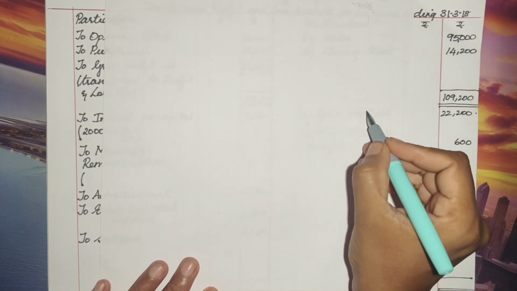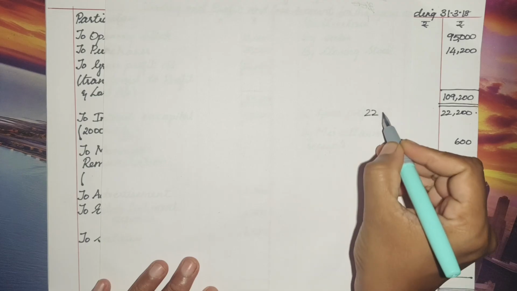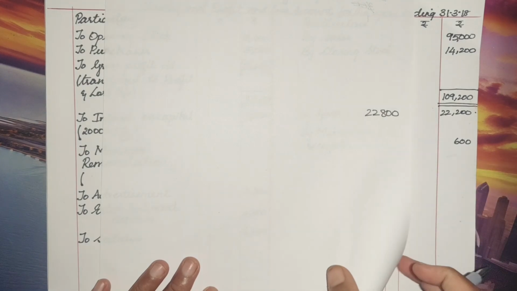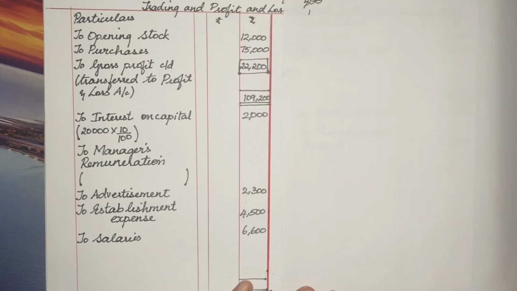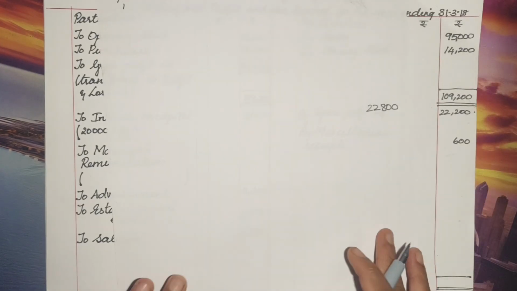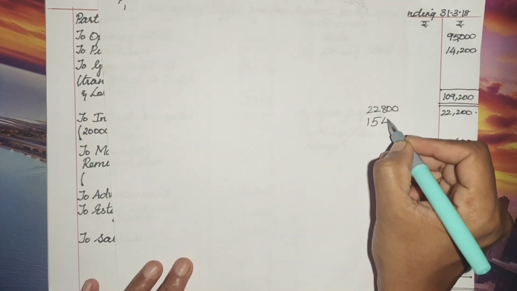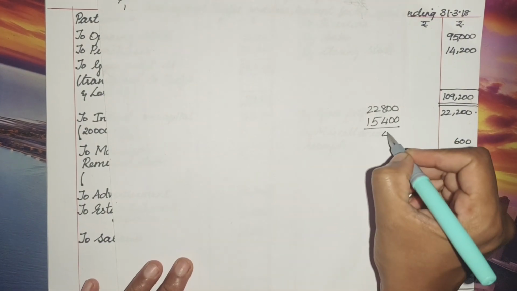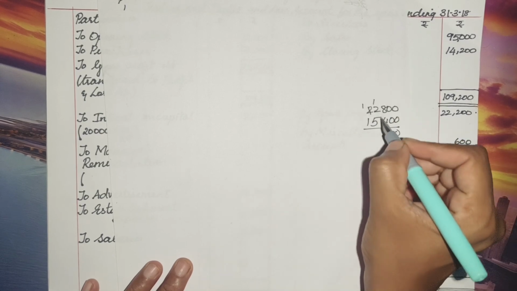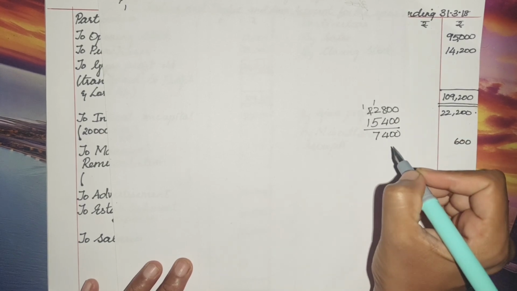So I've shown you the working over there. 22,200 plus the 600, we will get 22,800. Then adding up the credit side, we are getting 15,400. So which is greater? 22,200. The credit side balance is greater.